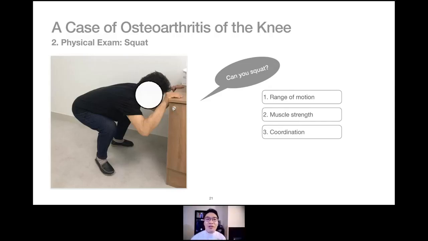And it may be due to muscle strength, because the quadriceps femoris cannot hold the knee tightly. Another possibility for this limitation is coordination. If the patient has poor range of motion in the hip or ankle, it can also restrict the full squat range of motion. So after recognizing the restriction for the squat, we can do detailed tests about each of the conditions.